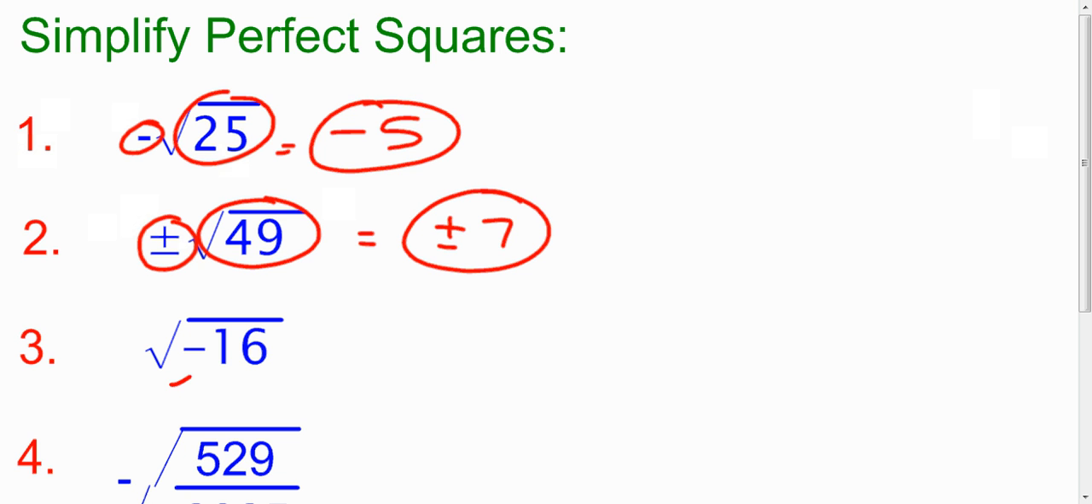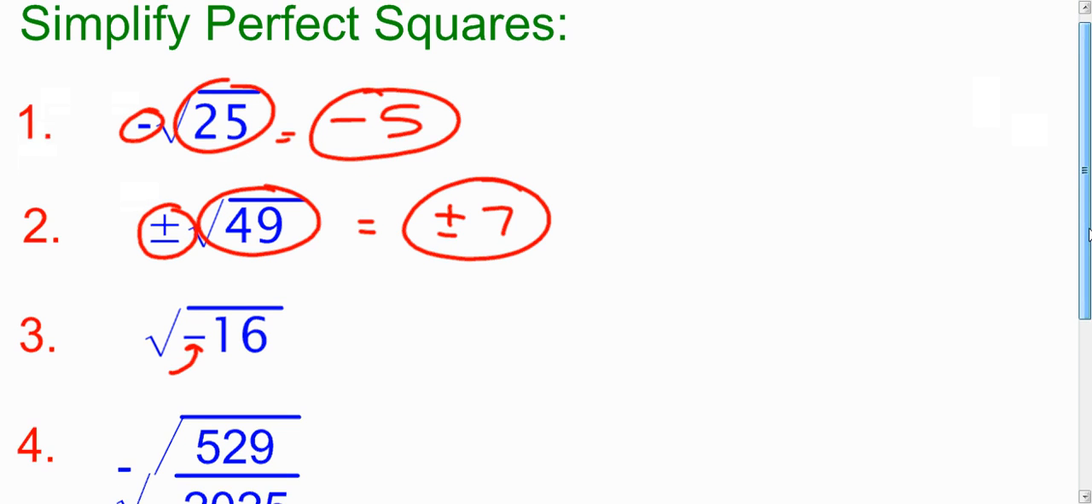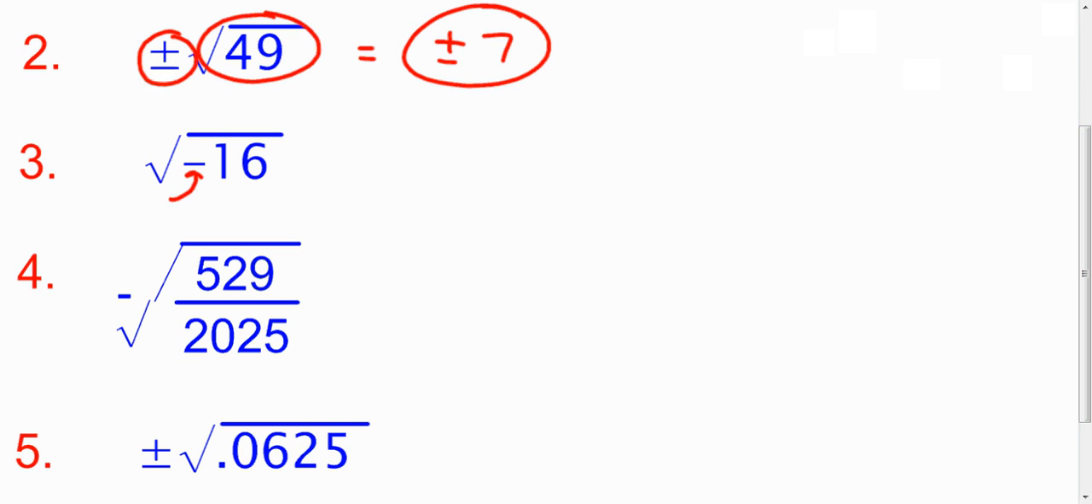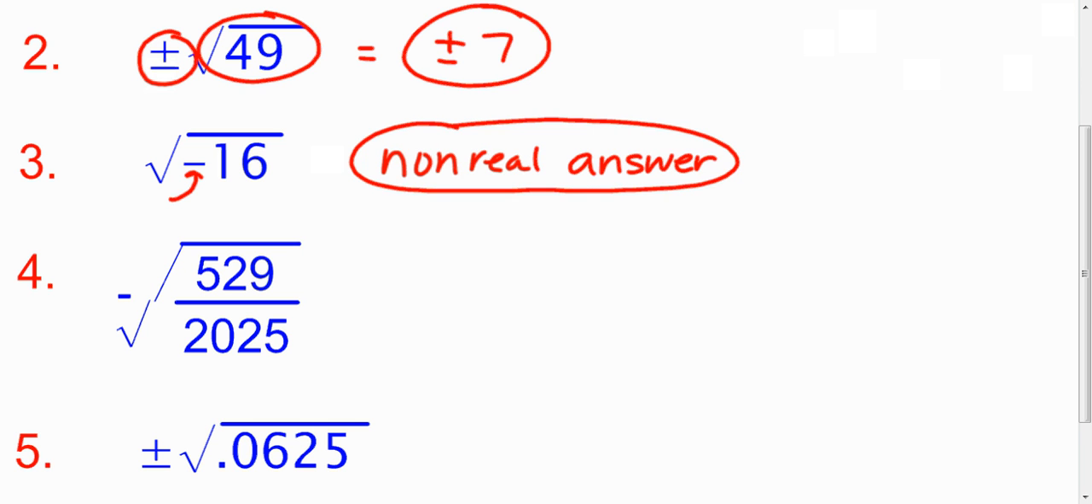This one, though, you have a negative inside the radical. And when you have a negative inside the radical, you'll learn later in the chapter, but for now, what I want you to write is just that this is a non-real answer. Later in the chapter, you'll learn how to do these with what's called imaginary numbers, which you've never heard about before, but just hold on tight. I don't want to give you a spoiler alert, okay?